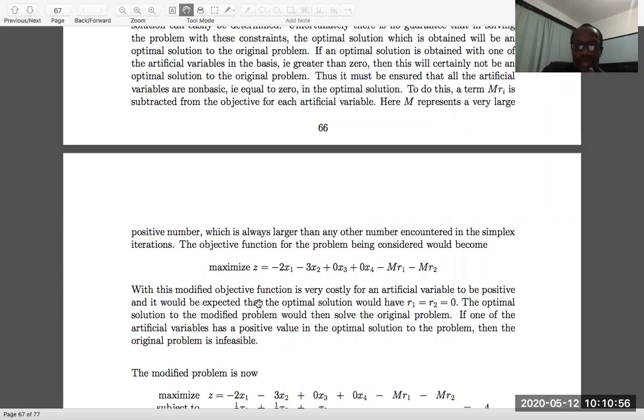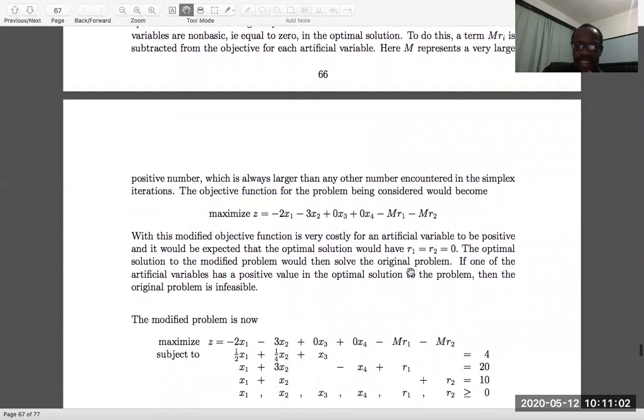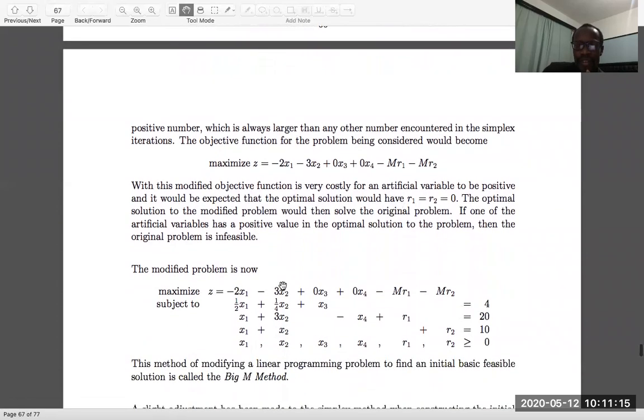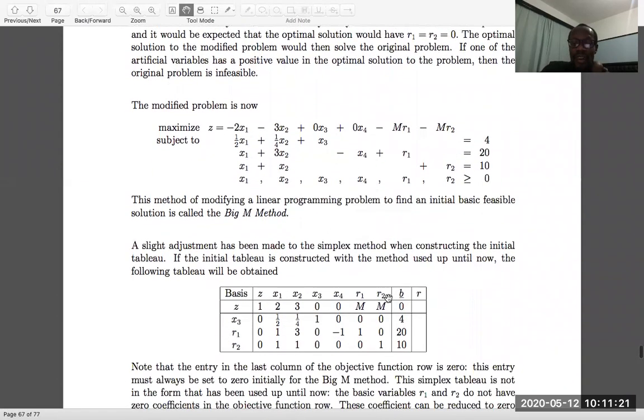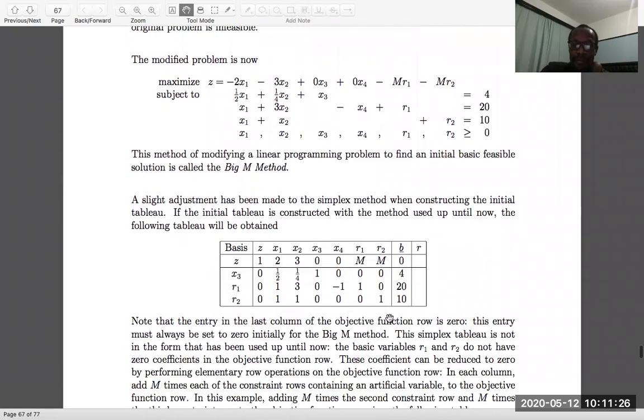So with this modified objective function, it's very costly for an artificial variable to be positive, and it is expected that the optimal solution will have R1, R2 equal to 0. The optimal solution to the modified problem will then solve the original problem. If one of the artificial variables has a positive value in the optimal solution, then the original problem is infeasible, right? So we write it like that, and we put it in a table like this, right? Of course, this is not difficult.